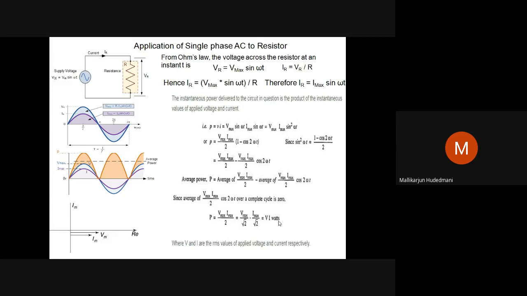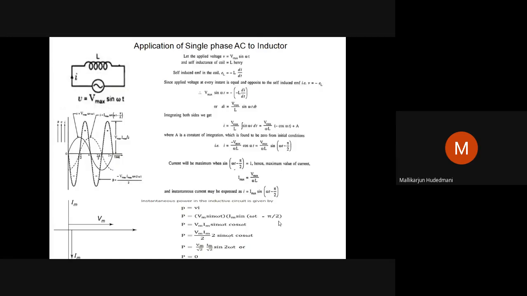The next case, help me to understand this. Let's see an application of single phase AC to an inductor. This inductor, can you see here? A single phase voltage Vm sin omega t is connected to an inductor of L Henry. The L Henry inductor is assumed to be connected to an AC source. There will be a flow of current this way and this way because it's alternating voltage.